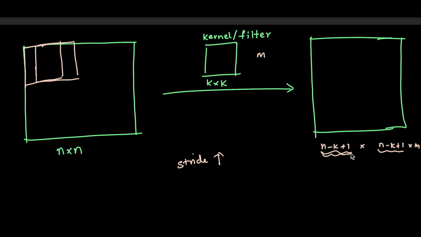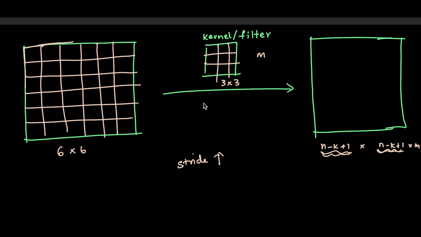Okay, this portion, that is n minus k plus 1 and n minus k plus 1, will change in such a way that it will be very less value. So let's try to understand with some examples. Let's take some realistic numbers, then you'll understand it better. Let's say this is some 6 cross 6, and this is, let's say, 3 cross 3. And let's say the stride is 2.